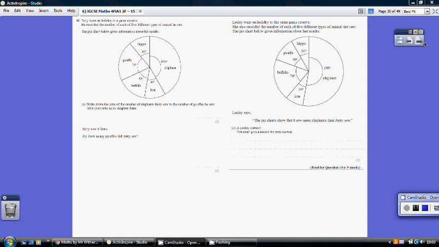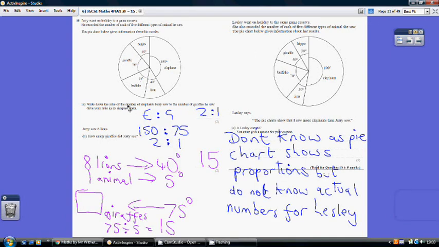Question 10. So part A, write down the ratio of elephants to giraffes. So elephants has got 150 degrees. Giraffes is 75, so that's the ratio. In its simplest form, we can divide both by 75, giving us 2 to 1.